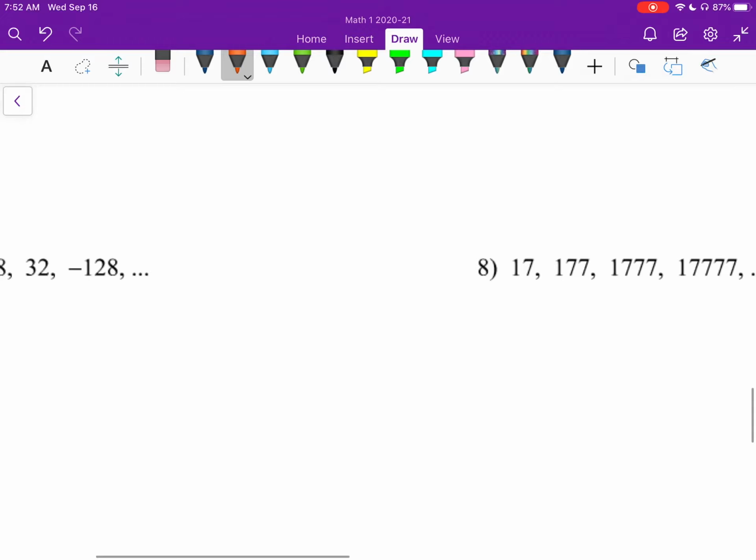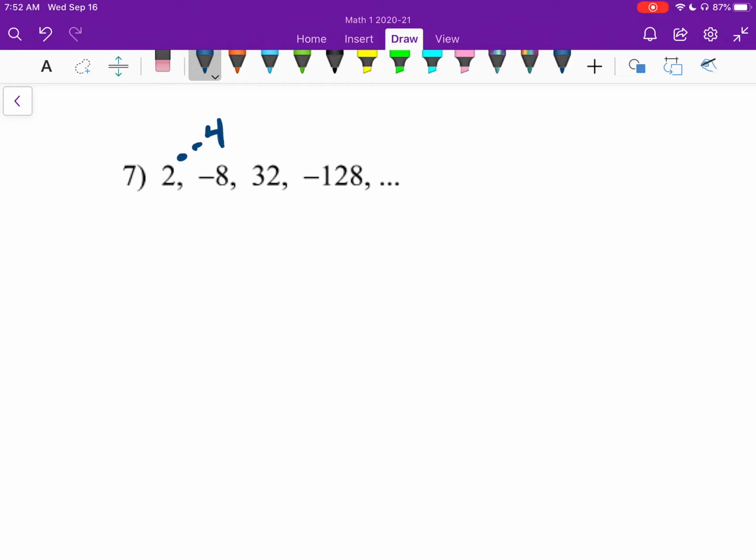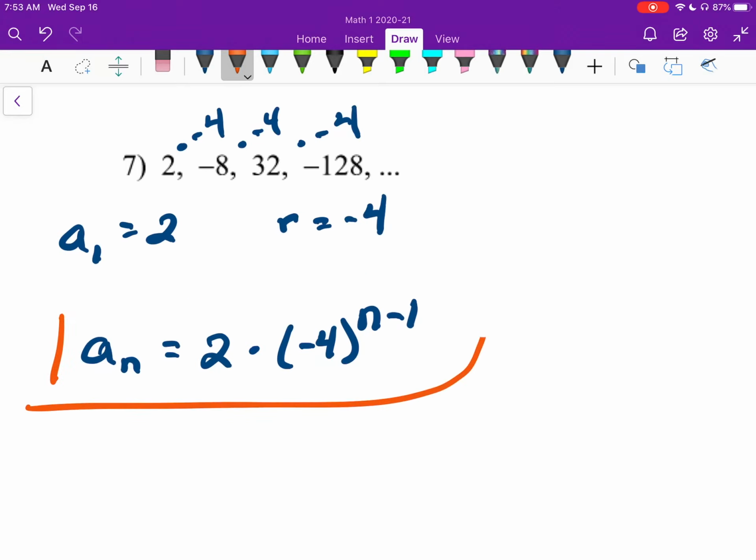All right, number 7. What are we multiplying by here? Well, from 2 to -8, I think that's going to be a -4, right? -8 to 32 is going to be a -4 again, and then from 32 to -128, I know will be a -4. So A1 is 2, R is -4, and I think we know the formula, so I'm just going to skip writing it down. We're going to have A sub n equals 2 times (-4) to the n minus 1. And remember, if your R is negative, you need to have parentheses there.